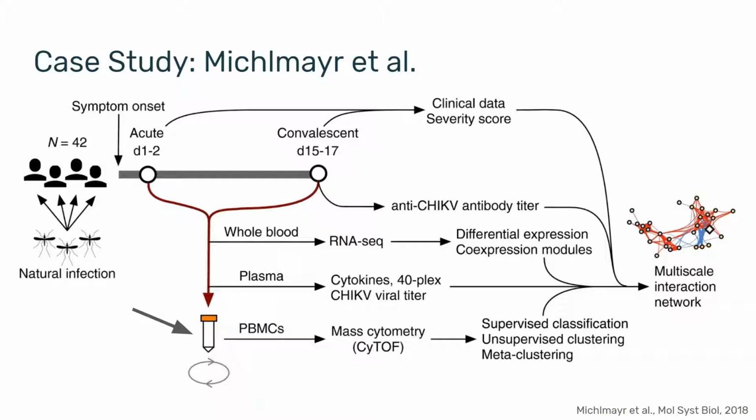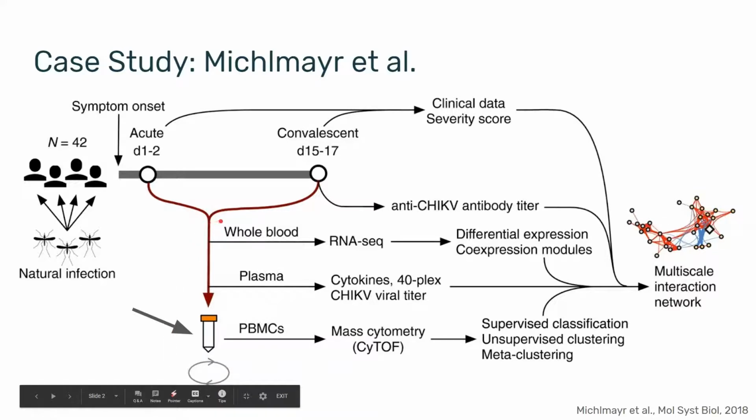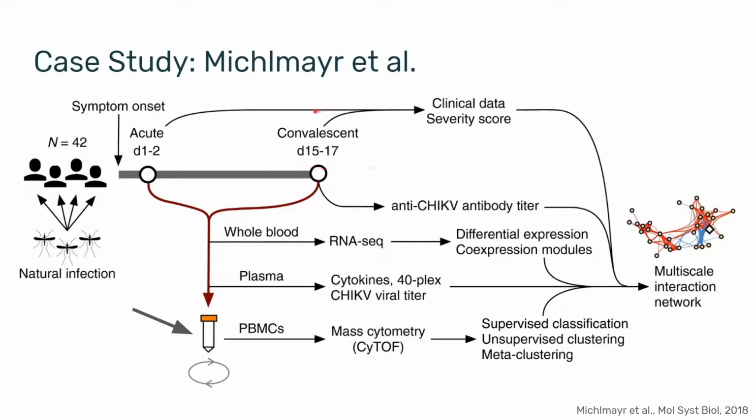This is a study on chikungunya patients that was done by Michel Meyer et al. as part of the Human Immune Project Consortium. In this study, patients who were sick with chikungunya showed up at the clinic in Nicaragua, and blood samples were taken from them during two stages of the infection, the acute and convalescent stages. The goal is to compare the structure of the immune system between these two time points.